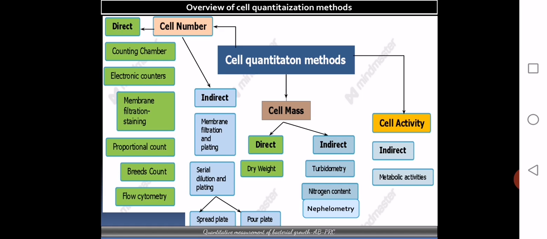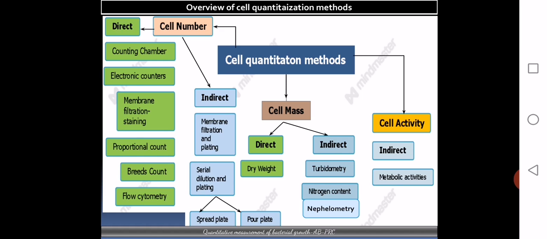But in case of the other one, that means the indirect methods, we will get the number in an indirect way. That means the result of a particular test will not give you directly the number, but instead from the result obtained from the test, we have to find out the number.